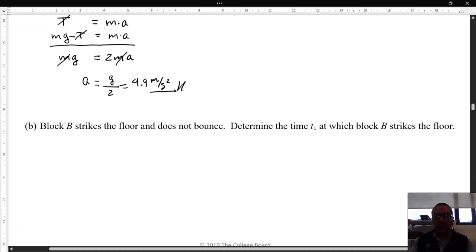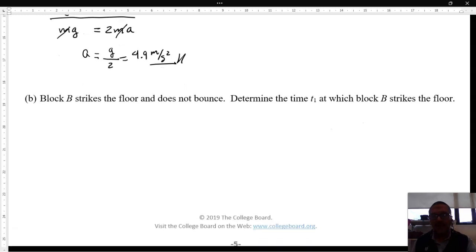Block B strikes the floor and does not bounce. Determine the time t1 at which block B strikes the floor. Now this is a classic kinematics problem. The two blocks started from rest, so the initial velocity is 0. The displacement, which happens to be in the y direction, is h if we take positive to be the downward direction, and the acceleration is g over 2. They want you to get the time, which they call t1.